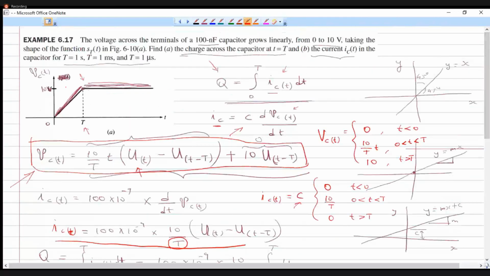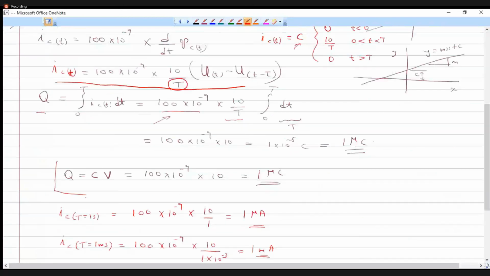Or, since the final voltage is known, we know the voltage across the capacitor at t equal to capital T, which is equal to 10 volt. We have another expression to find the charge, which is Q is equal to C into V, which we can use readily to find the charge.